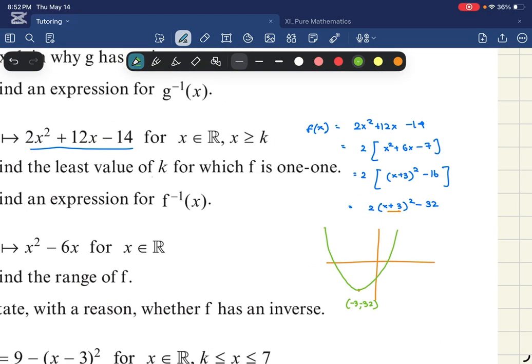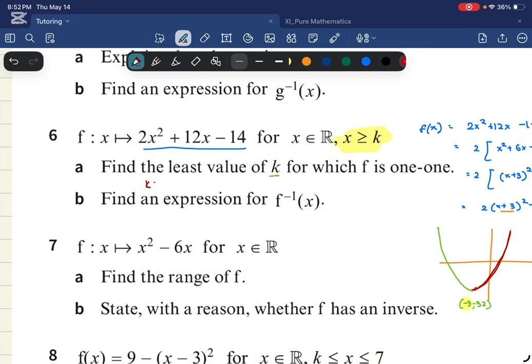So the least value of k for which f is 1 to 1 is going to be −3, right? −3 is the smallest value beyond which, if x is greater than or equal to k, then x has to be ≥ −3. So we're going to consider this arm. So the least value of k is −3 for the function to be 1 to 1.